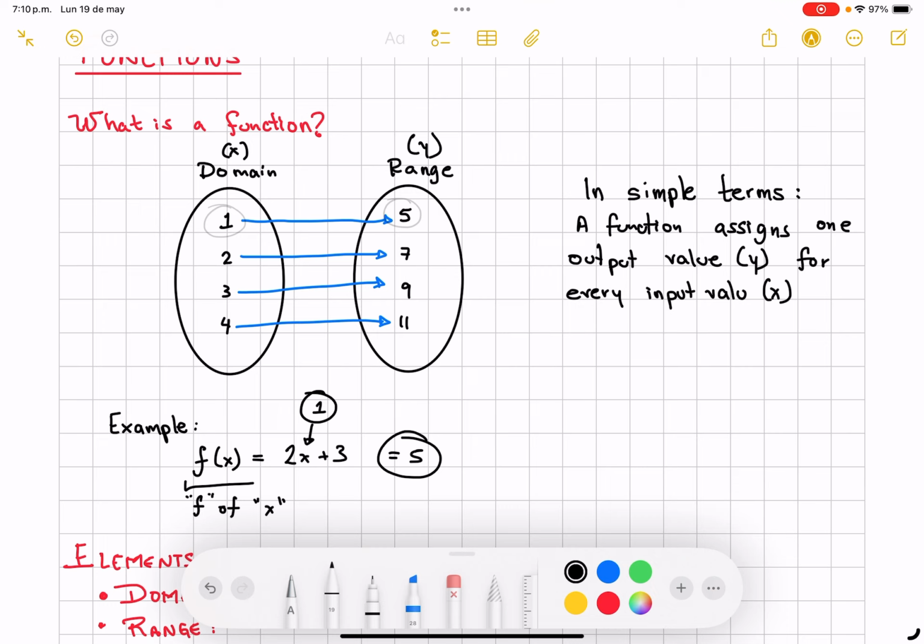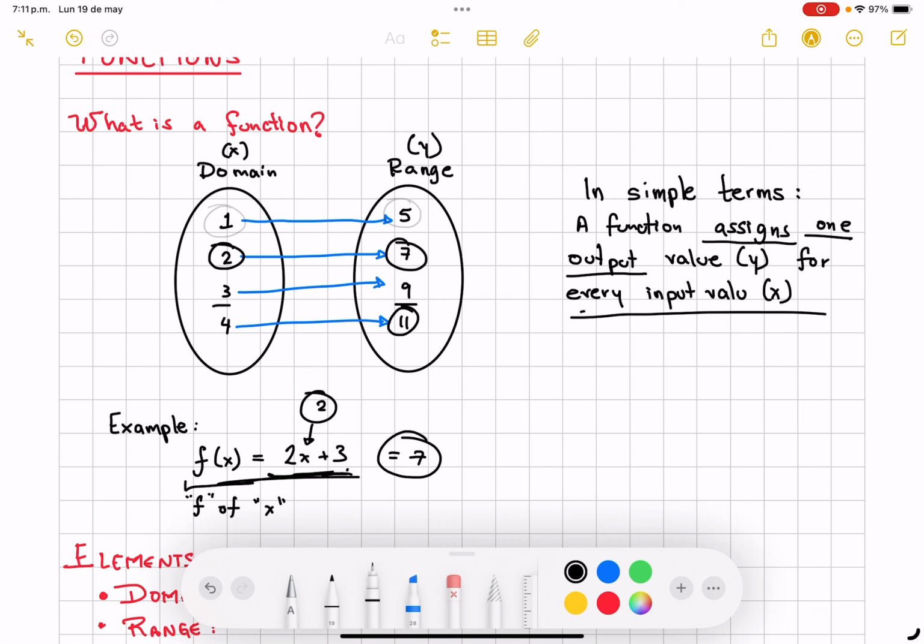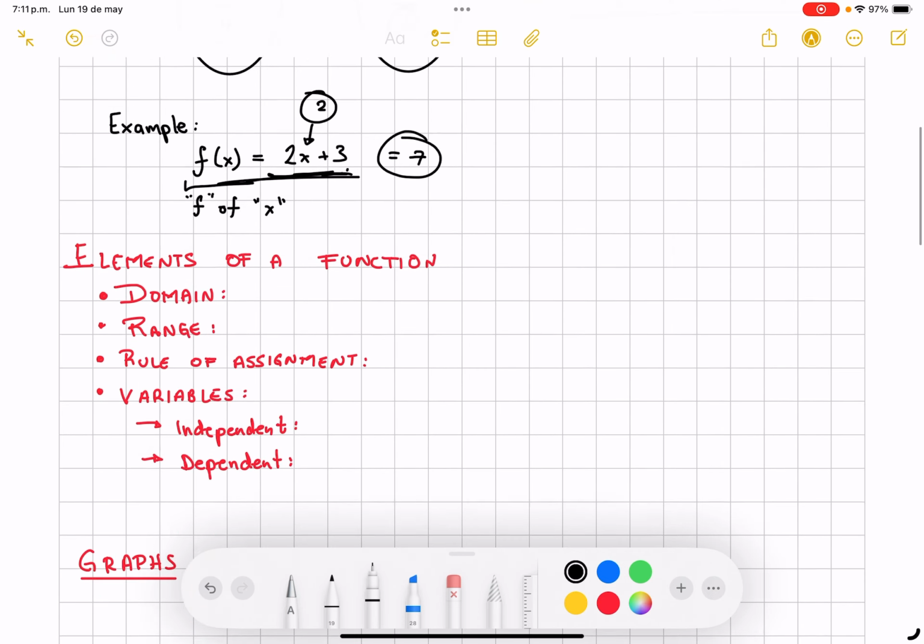When the number 2 enters, 2 times 2 equals 4, plus 3 is a 7. So when the 2 enters, a 7 comes out. And so on. 3 times 2 equals 6, plus 3 equals 9. And 4 times 2 is 8, 8 plus 3 is 11. All right? So this is a function, a rule that assigns one output value for every input value. All right? Okay, let's move on.